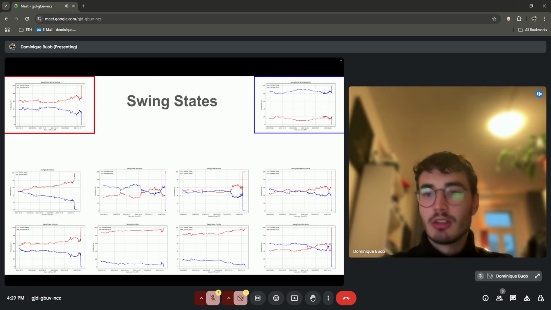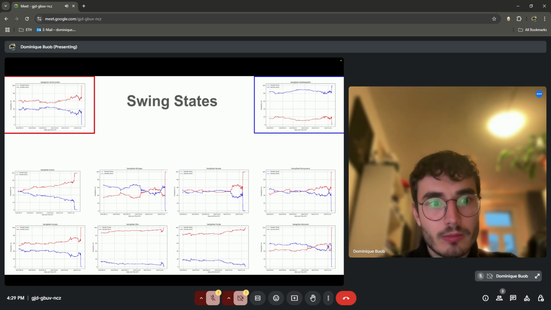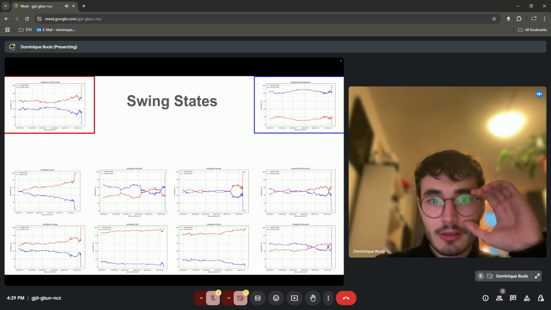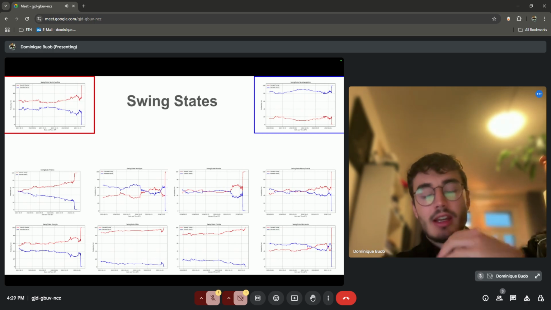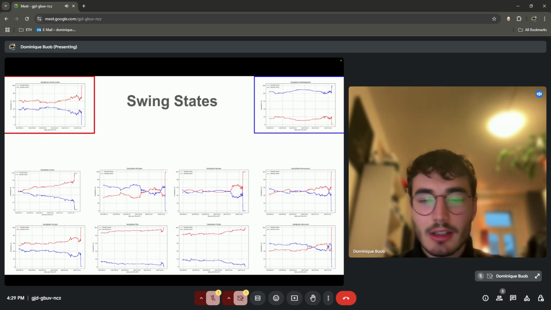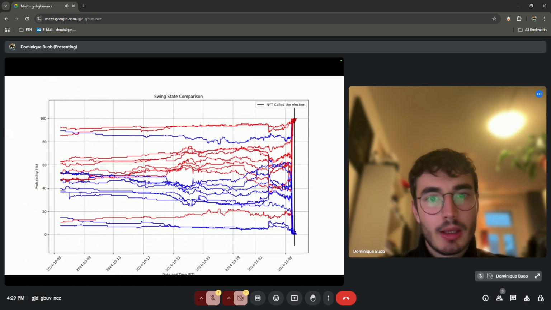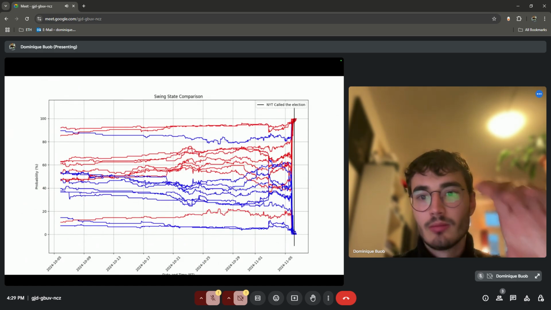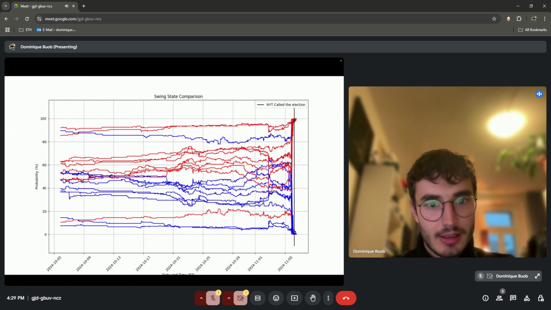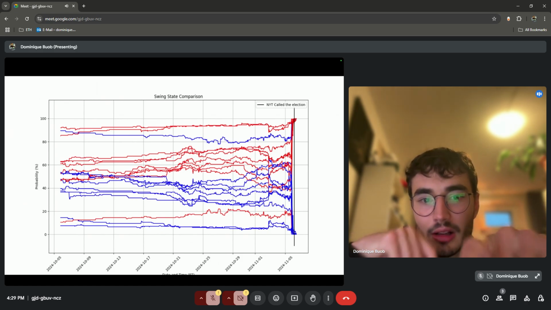And 538 released their own model. I'm still on the verge of comparing them. I still have some work to do there. But basically, I want to do a time series and then see if they correlate to each other. Is there some dependency between them? Here, these are all swing states in one graph. You see there's some correlation here in the middle.